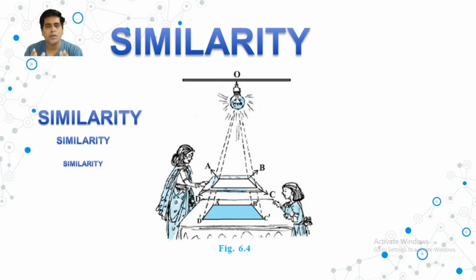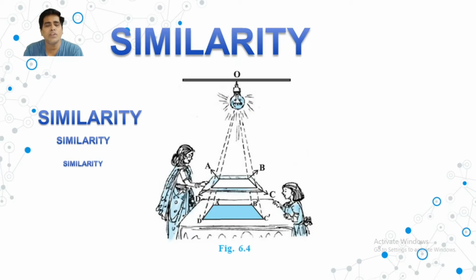Here they observed two important things. What did they observe? The corresponding angles are equal. Angle A and angle A dash are equal. Angle B and angle B dash are equal. Angle C and C dash are equal. Angle D and D dash are equal. So this is the first observation of this experiment. It means when two figures are similar, their corresponding angles are equal.